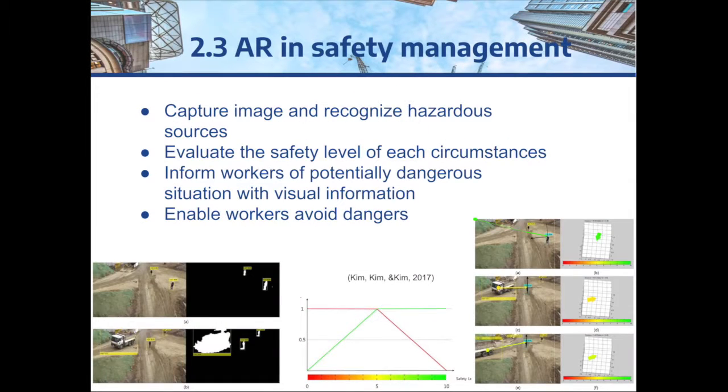Okay, thank you. So, augmented reality technology has also been applied for safety management purposes. Construction sites are inherently dynamic due to continuous resource changes. As construction projects become bigger and more complex, this dynamism can lead to more frequent incidents on job sites.